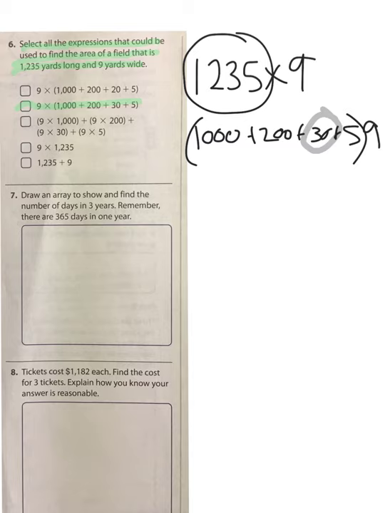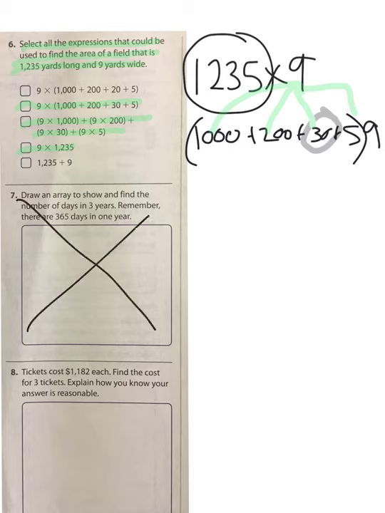This next one would also work because when we multiply, we have to multiply 9 times 1,000, then 9 times 200, then 9 times 30, then 9 times 5. So this second one would also work. This one would work as well because we are multiplying 9 times 1,235. The last option would not work because it's asking us to add 9, not multiply 9, and we would not get the same answer. You can cross off number 7.